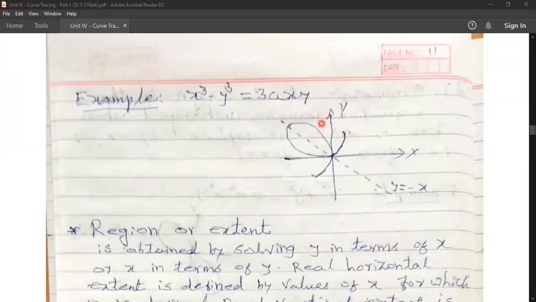Here the curve is symmetric about the line y is equal to minus x. That is, you are given x cube minus y cube is equal to 3axy, and the curve is symmetric about y is equal to minus x.